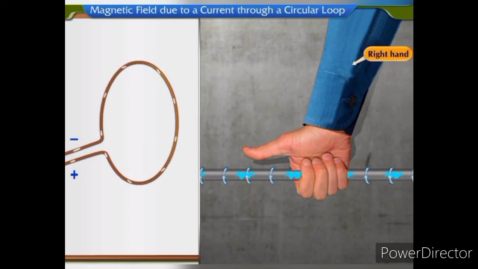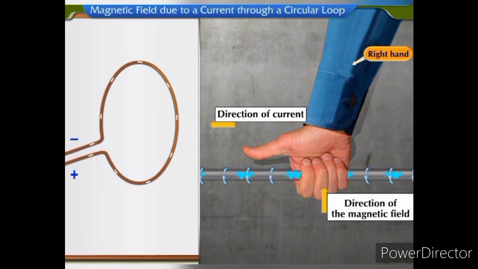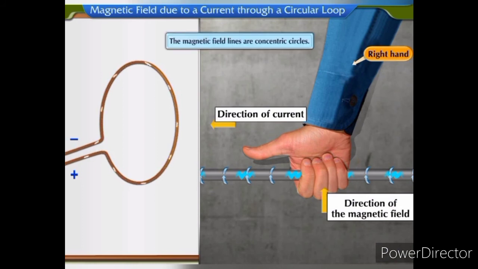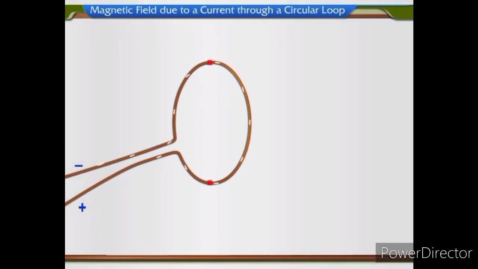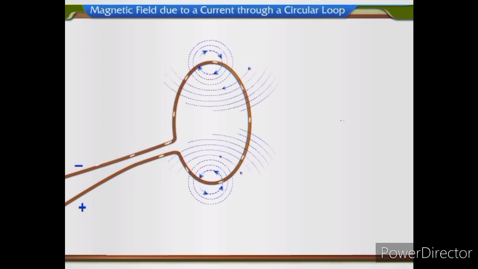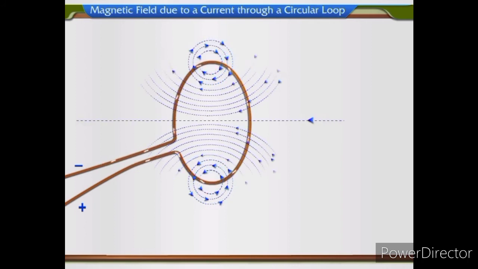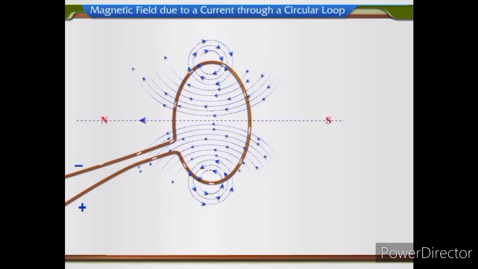Hold the wire in the right hand such that the stretched thumb points to the direction of the current, then curled fingers will give the direction of the magnetic field. Hence, the magnetic field lines are concentric circles. Imagine 2 diametrically opposite small elements of the coil. Draw circles with increasing radii concentric with these elements.